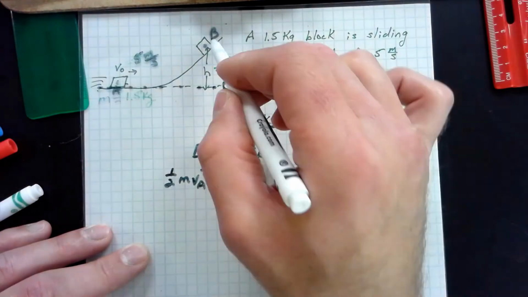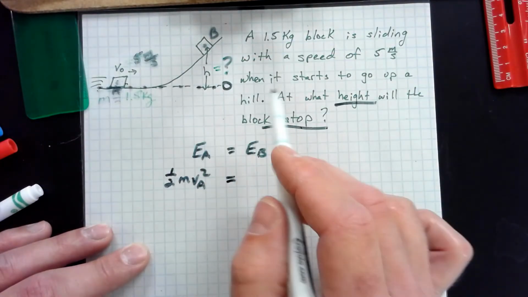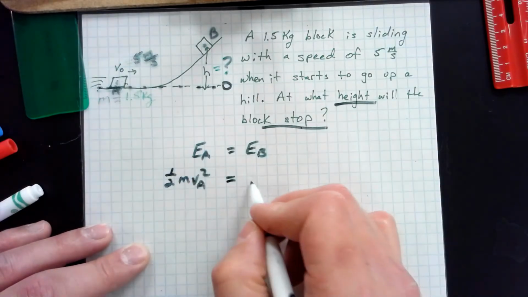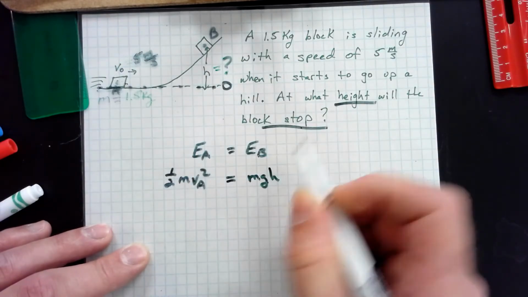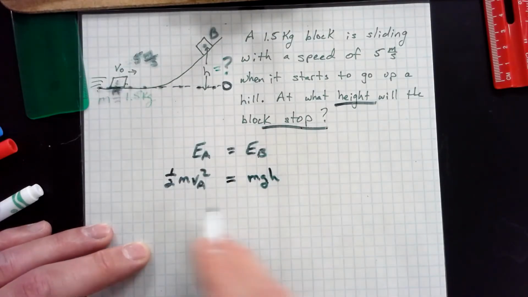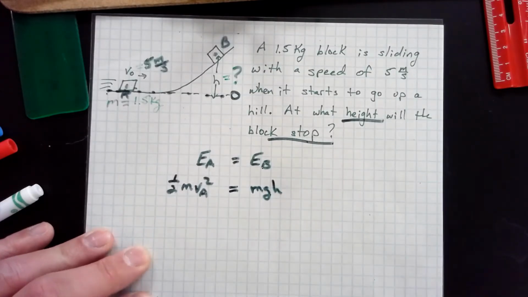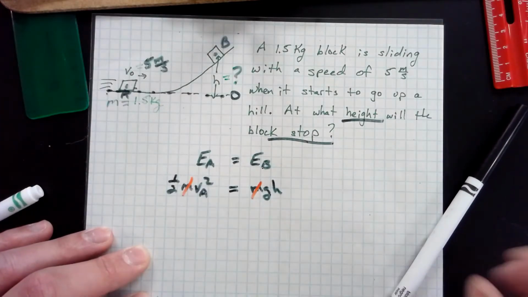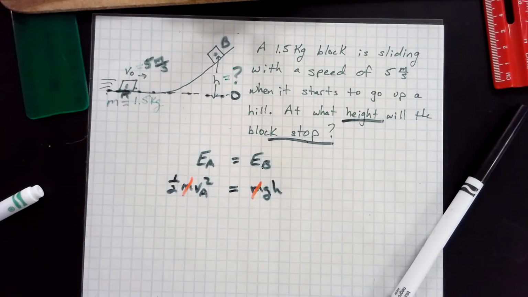At point B, if it goes up and stops, is it moving? No. Does it have a height? Yes. Is there a spring there? No. You have one form of energy at point B. They are equal to each other. Hey, there's no spring. What happens? Those masses disappear, and you can solve for whatever it's asking for at this point in time.